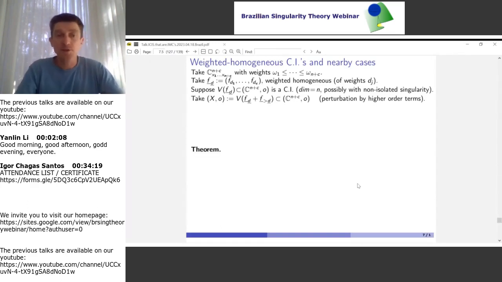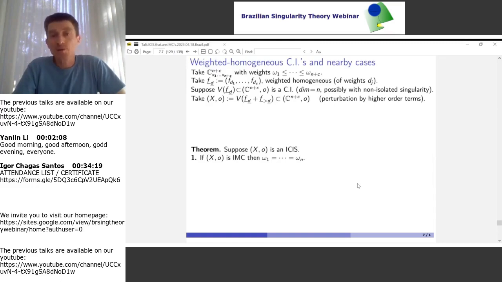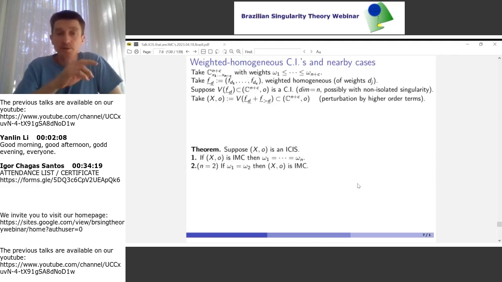Now the theorem. So I leave here some space. I will insert some assumptions. So for this theorem, we need some assumptions. First, I will state the theorem. So suppose X0 is an isolated complete intersection. Again, this is some technical assumption. Currently, we need it. If it is inner metrically conical, then the n lowest weights must be equal. For dimension 2, if the two lowest weights are equal, then X0 is inner metrically conical. So this is a very simple criterion for weighted homogeneous or semi-weighted homogeneous complete intersections. But for this theorem, we need some assumptions.